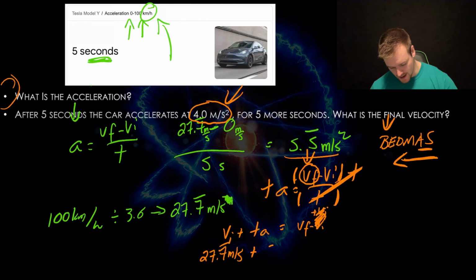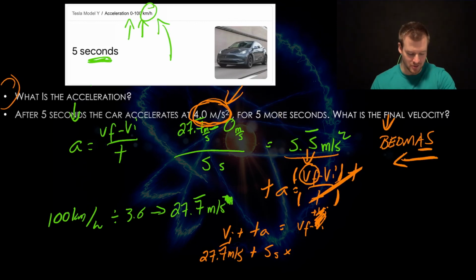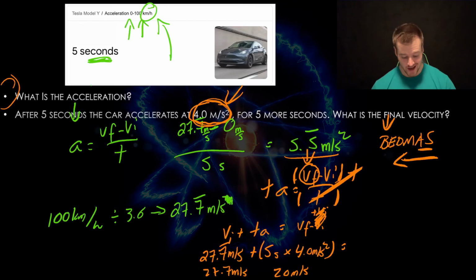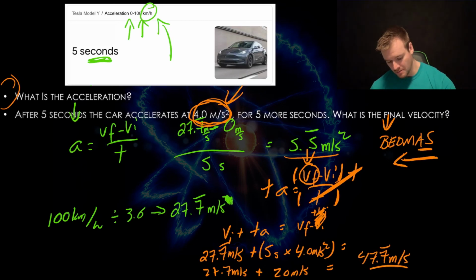So I'm going to put in the time as 5 seconds multiplied by, it says it's going a little bit slower now for acceleration, or a little bit lower acceleration, 4.0 meters per second squared. Okay. All right. So now I plug those into the formula. This is going to give me 20 meters per second here, and 27.7 meters per second stays there. I'm going to add those two numbers together, and I'm going to get an answer of 47.7 repeating meters per second.